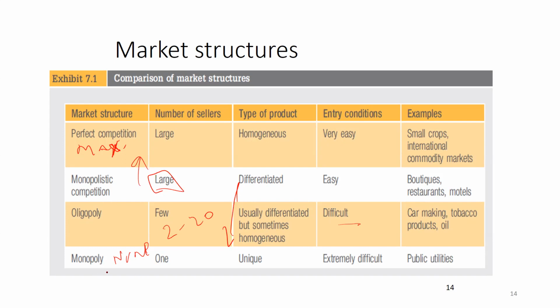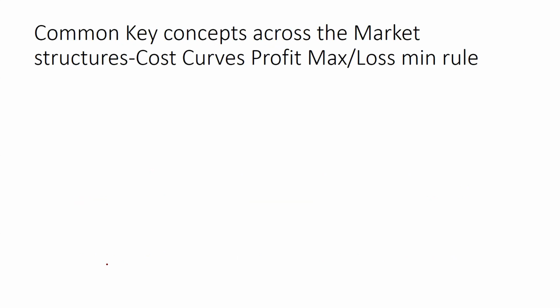And the monopoly is a single seller selling something completely unique. In the context of Sydney, you can think of City Rail or the Sydney ferries. So those are the common key concepts across the market structures that you may want to know.